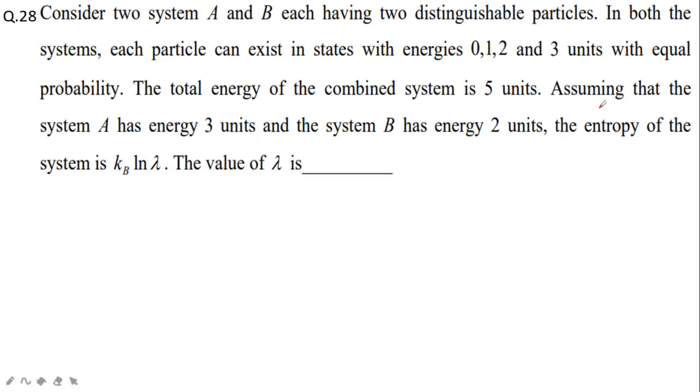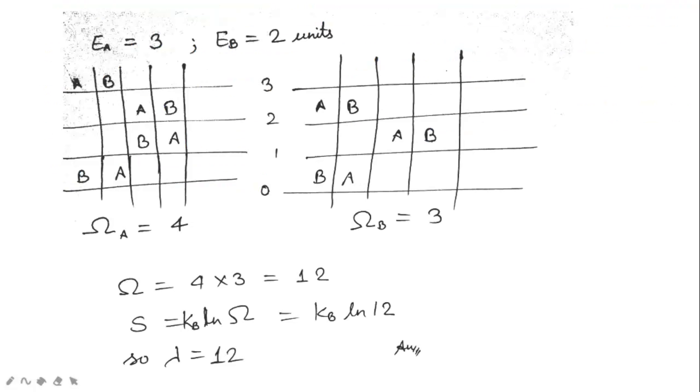Moving ahead, question number 28. Consider two systems A and B, each having two distinguishable particles. In both the systems, each particle can exist in states with energy 0, 1, 2 and 3 units with equal probability. The total energy of the combined system is 5 units. Assuming that system A has energy 3 units and B has energy 2 units, the entropy of the system is kB ln λ. The value of λ is? This is an easy question, and this is the approach to solve.